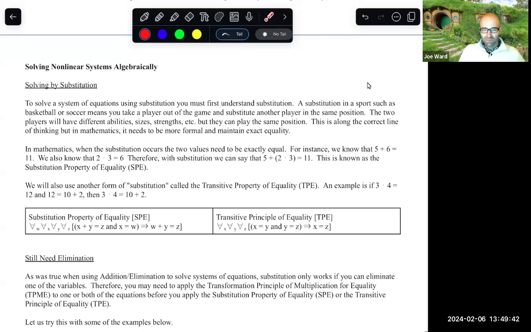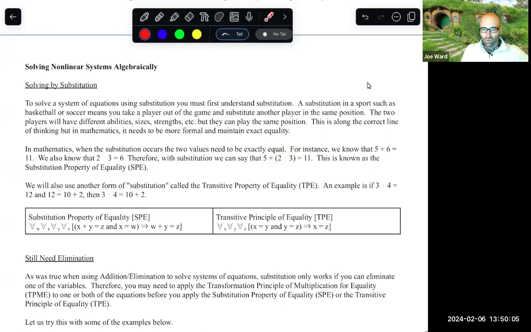So in mathematics, when the substitution occurs, the two values need to be exactly equal. For instance, we know that 5 plus 6 is equal to 11. We also know that 2 times 3 is equal to 6. Therefore, by substitution, we can say that 5 plus 2 times 3 is equal to 11. We can remove the 6 and replace it with 2 times 3 because we know 6 is equal to 2 times 3. This is known as the substitution property of equality.